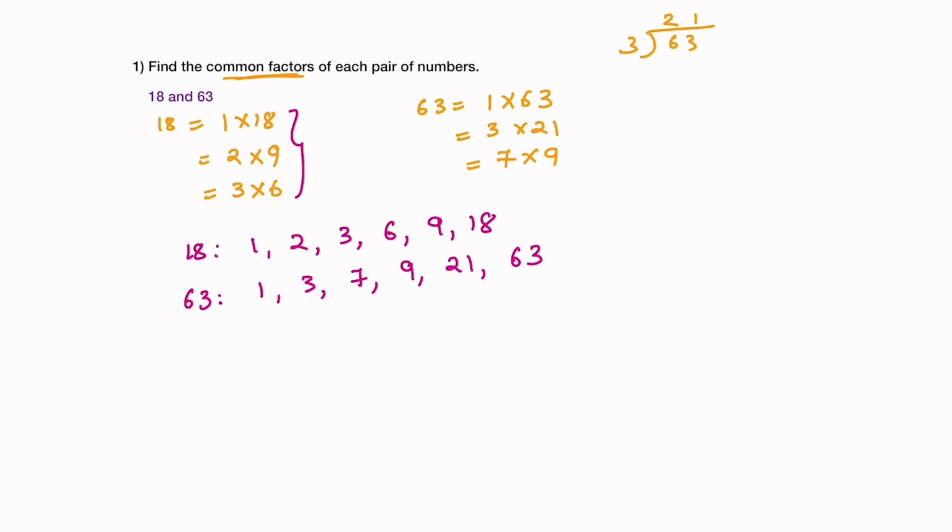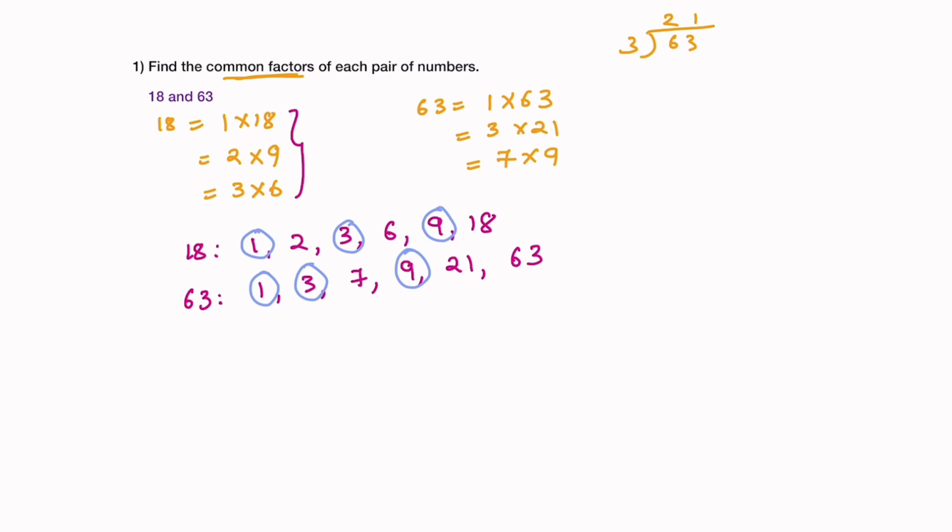Now from this, we start circling the numbers that are common that you find in both the lists. Like 1 is common in both the lists. 2 is only in 18, not in 63. Then you have 3. Yes, you have 3 in both the lists. 6, not here. 9, yes, we have it here, and we have it here. 18 is not in the next list, right? So these are the common factors.